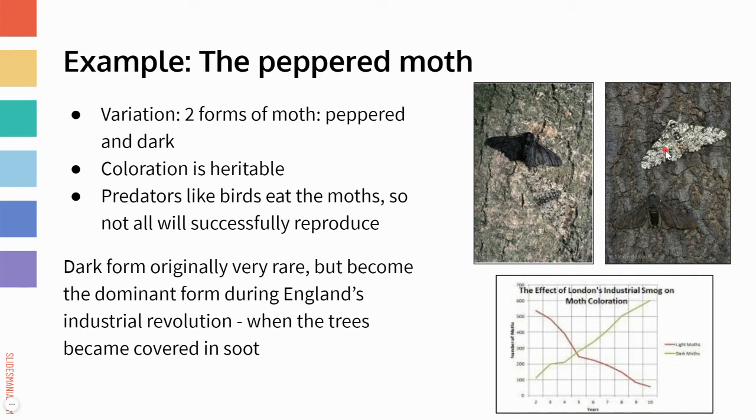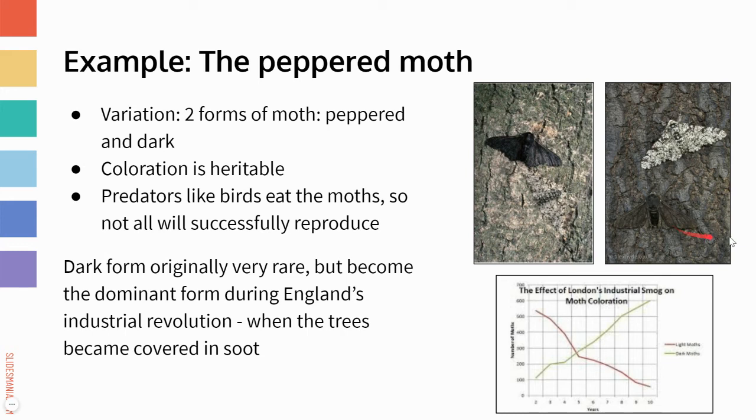And so birds started to eat the lighter peppered moths more. And so the proportion of dark colored moths rose. And we get change in the peppered moth population over time, going from where we have more peppered moths to now we have more dark moths because the environment had changed and the peppered moth population evolved along with it.